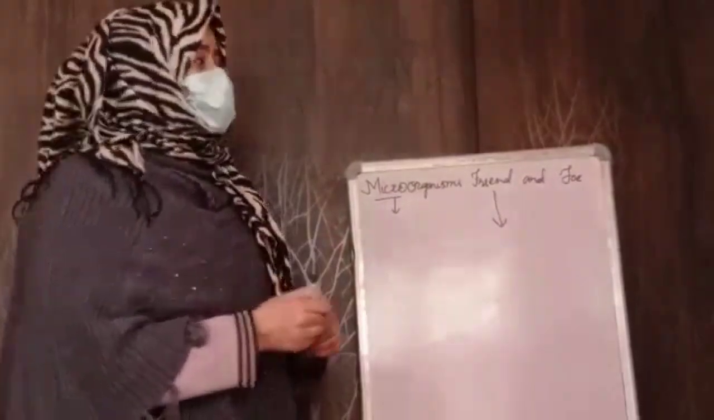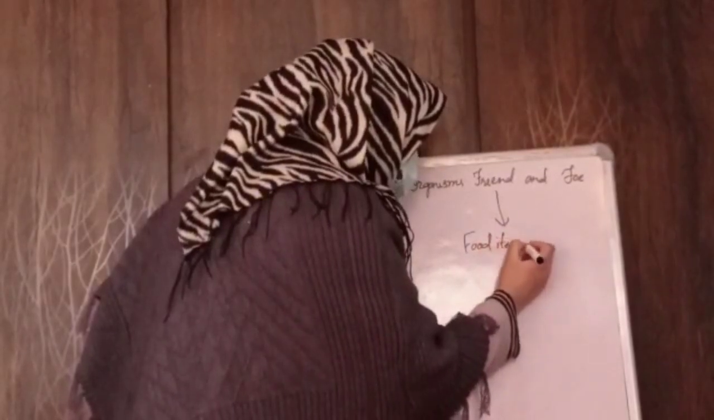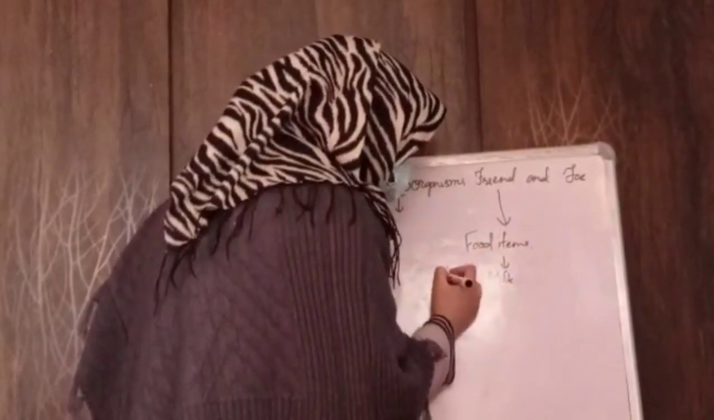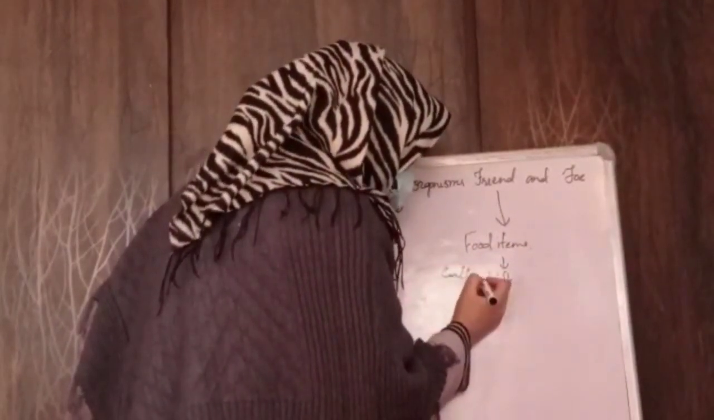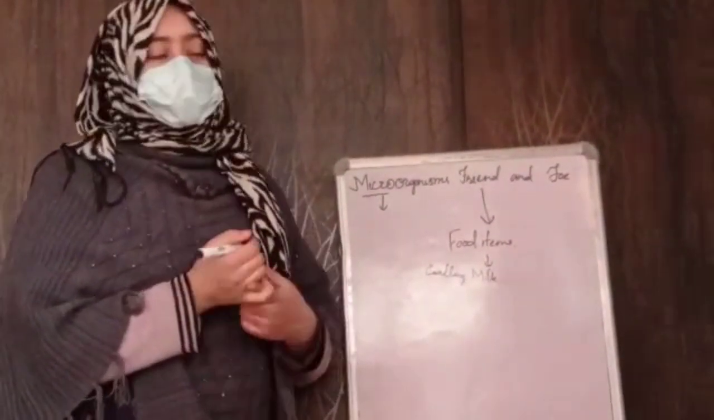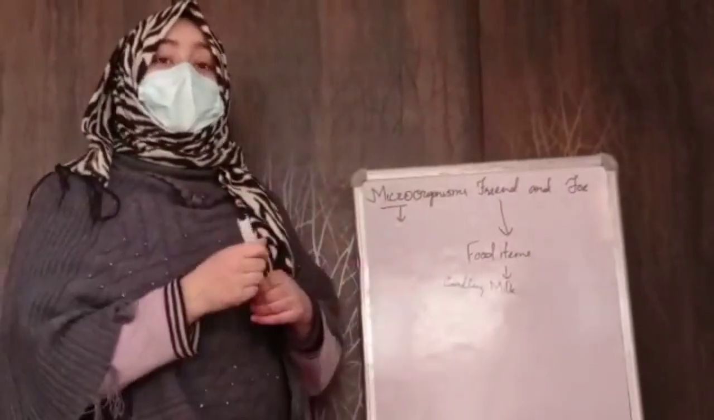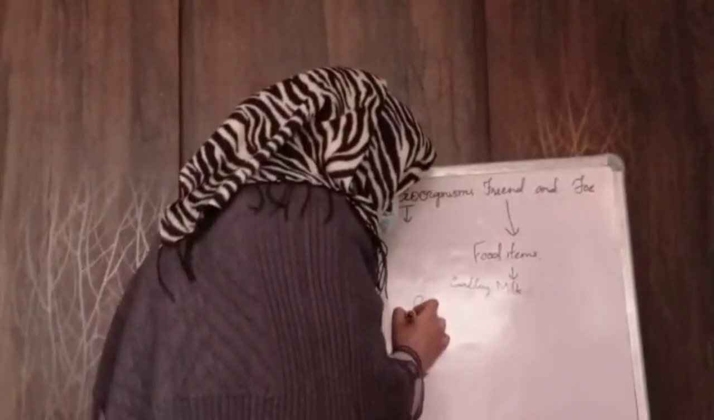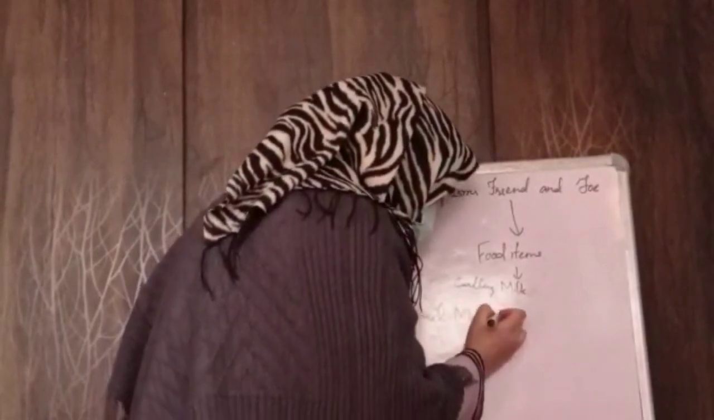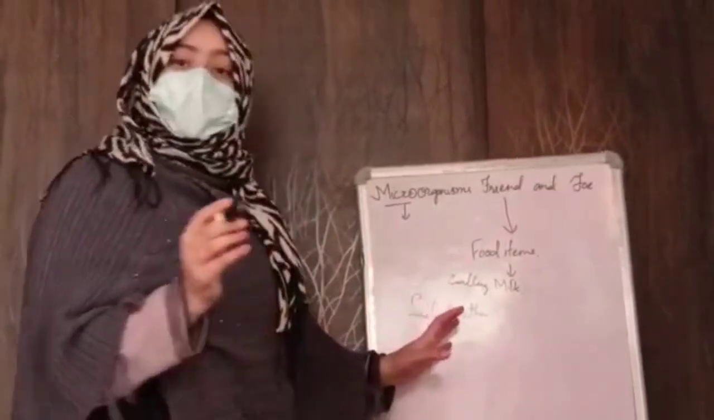And also food items, the food items that we eat, like milk. Bacteria help in curdling the milk to make curd, and also in baking bread and cakes. They also help us to prepare a very useful fuel, which is methane, and also to make biogas.